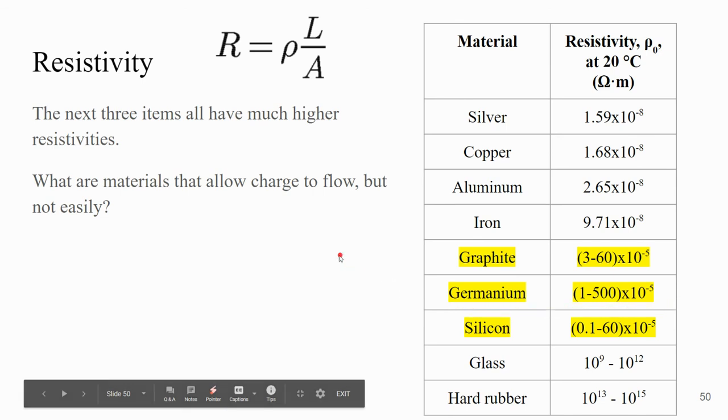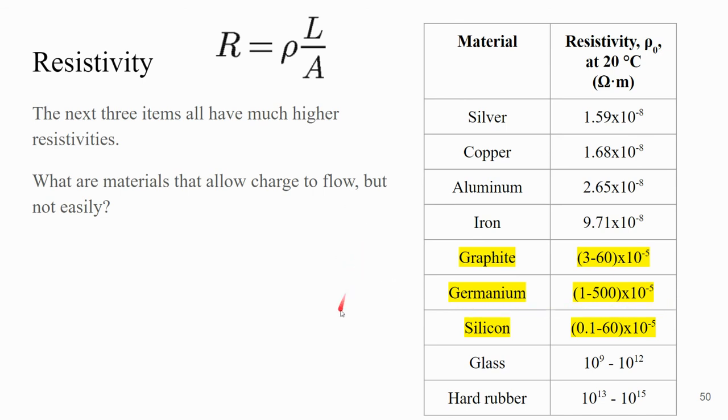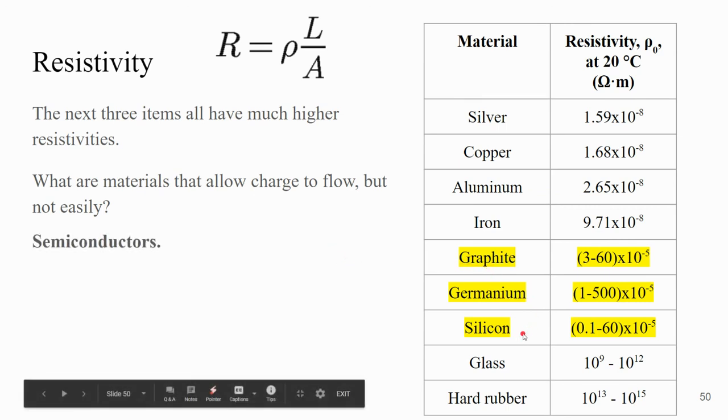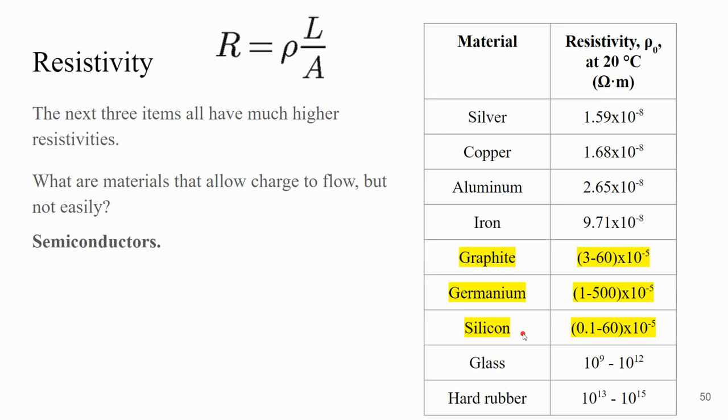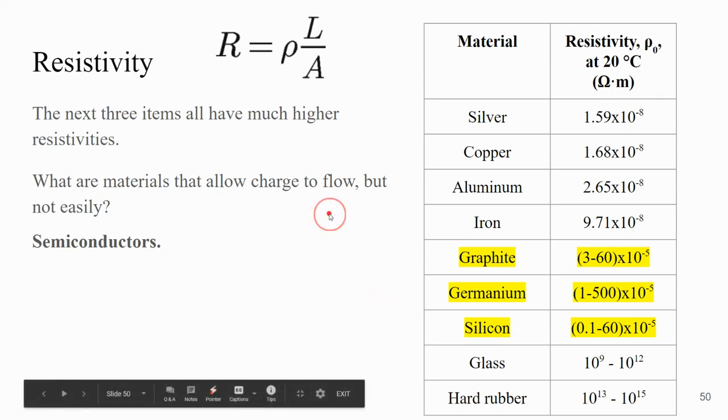So what are materials that allow charge to flow but not easily? Well, they're almost conductors. We call them semiconductors. So graphite, germanium, and most famously silicon, these are semiconductors.